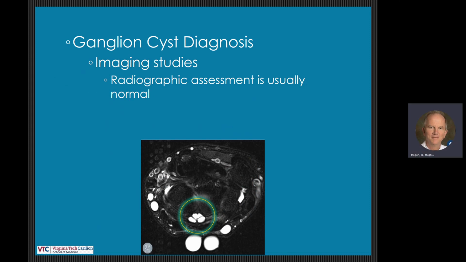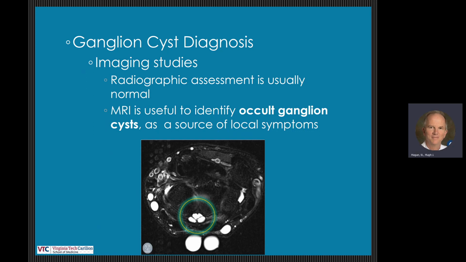Diagnosis is also based occasionally on imaging studies. Radiographic assessment is usually normal unless the cyst is associated with arthritis. MRI can be useful to identify occult ganglions as a source of local symptoms, particularly on the dorsum of the wrist. And ultrasound is becoming a more useful tool for assisting in the diagnosis of ganglion cysts.